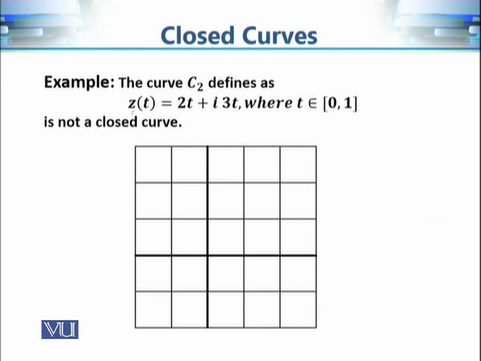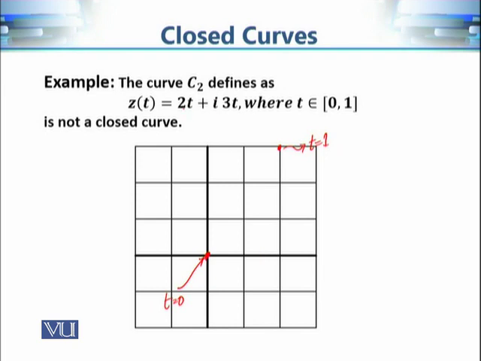Now in this case, the function z of t is given as 2t plus iota 3t, where t is the parameter and the variation of the parameter is from 0 to 1. Now let's first sketch this curve, and then we will see if it is a closed curve or not. When t is equal to 0, the value is basically 0, 0. So this is the point when t is equal to 0. Now when t is equal to 1, the output is going to be 2 plus 3 iota. So in other words, we are going to get this point. So this is the point when t is equal to 1.